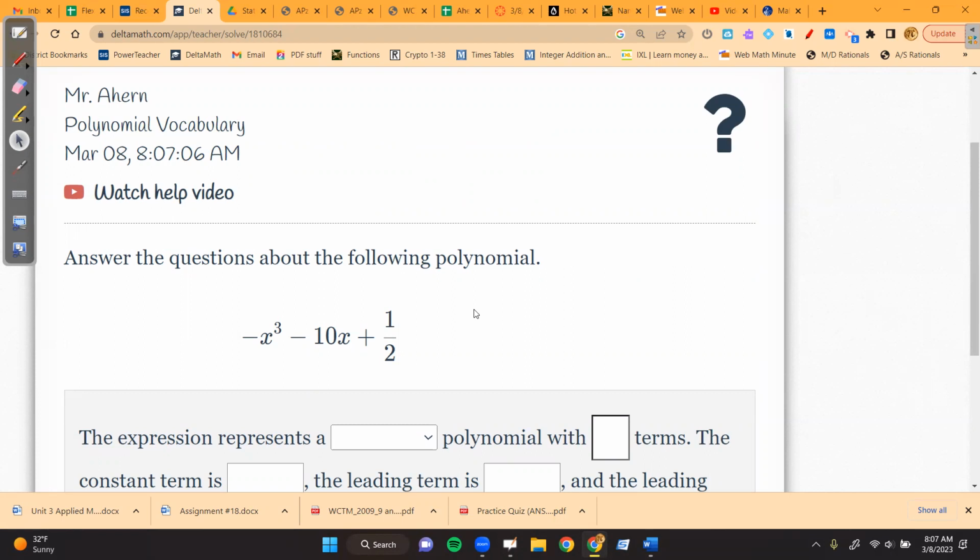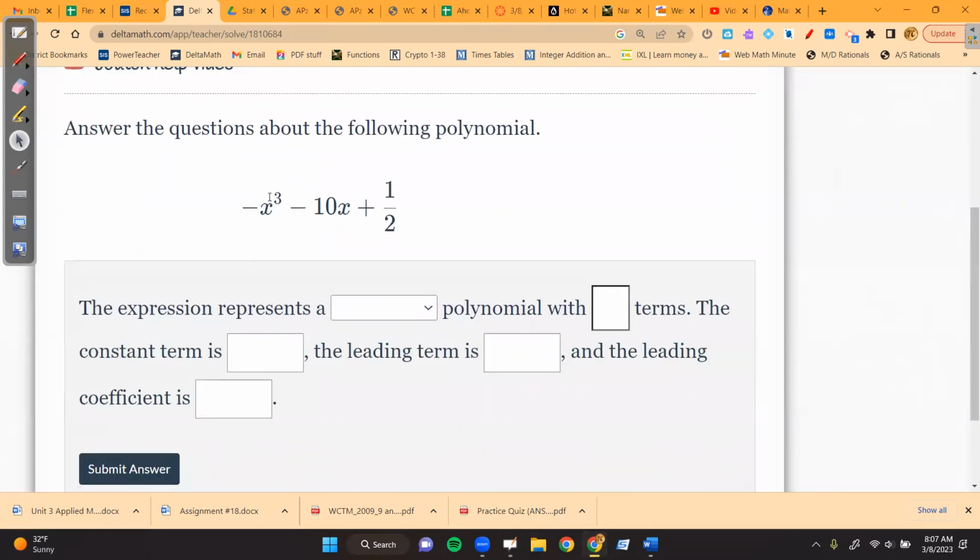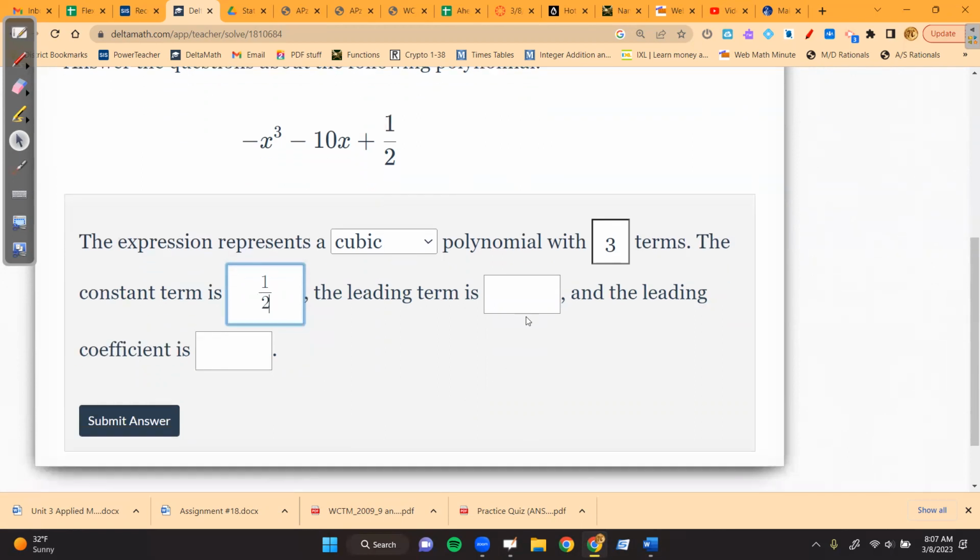So let's run through the questions. Do you see the highest power of x? Can you read that? What is it? Would you like to guess from this drop-down list what that means this is? Very good. It's a cubic. And that's just intuitive to you. If something is to the cube, to the 3rd power, then of course it's called a cubic polynomial. How many terms does he have? You can tell that because it's something minus something plus something. Those somethings are the terms. What is the constant in this case? Very good. 1/2. What is the leading term?